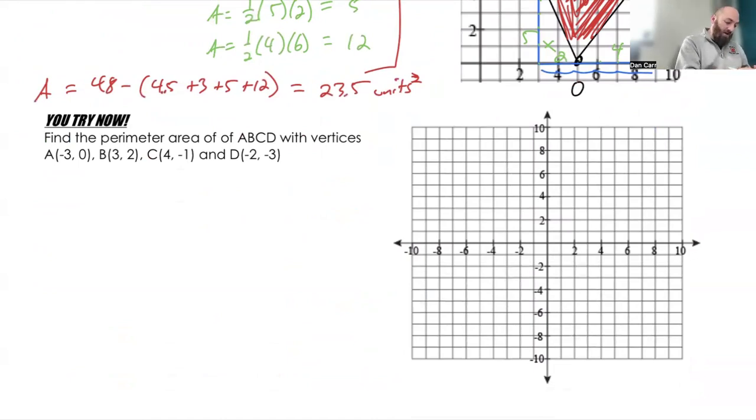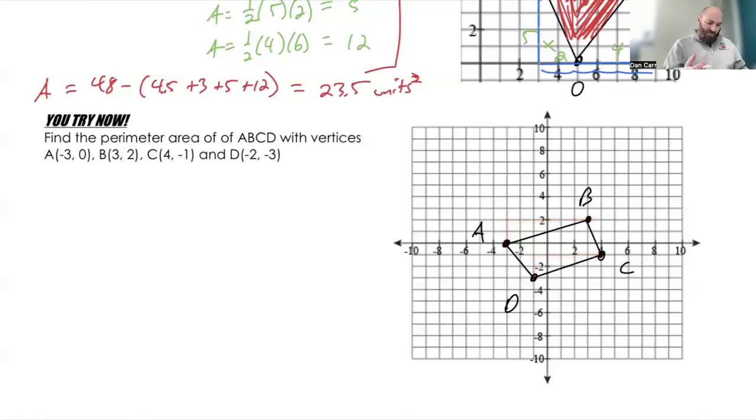Find the perimeter and area of ABCD with these vertices. So we got -3, 0 is A, 3, 2 is B, C is 4, -1, D is -2, -1, 2, 3 right here. So with this, I believe I'm going to double check here. So it goes 1, 2, 1, 2, 3, 4, 5. 1, 2, 1, 2, 3, 4, 5, 6.